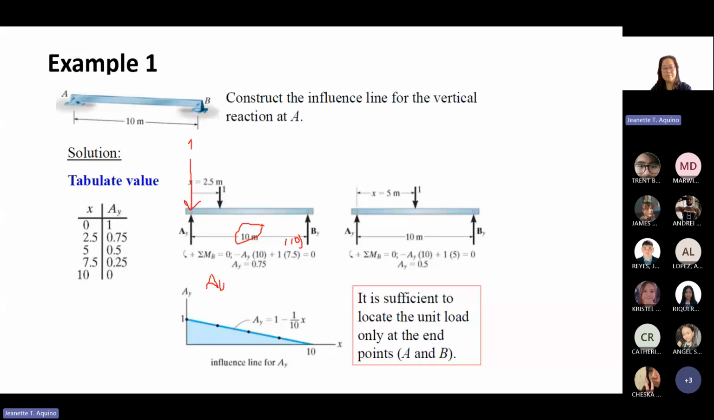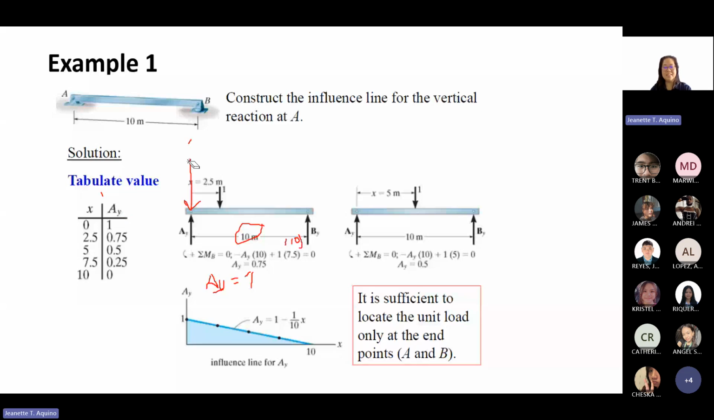So if you resolve it, AY times 10 plus 10 equals 0. So AY equals 10 over 10, which is 1. Okay, so that's why we have 1 here. If you put the load at 0, your AY will be 1. Okay, so then let's solve for the next segment.